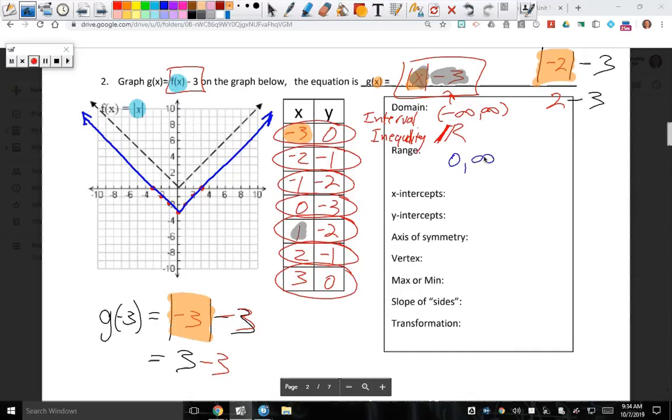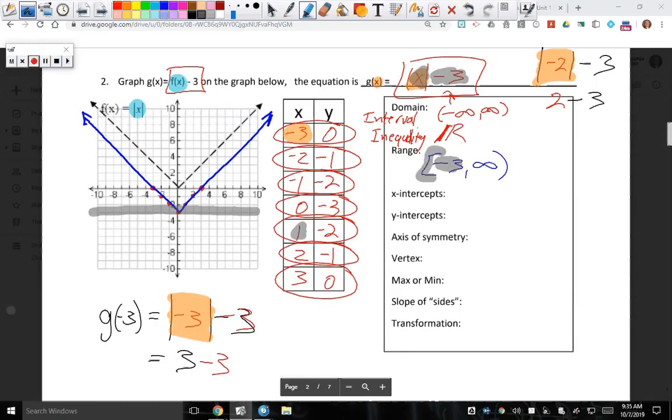What goes on 0? Parentheses or bracket? Bracket, because I'm touching 0. Oh, it's not 0 to infinity, is it? There we go. It's negative 3. Nice catch. It's negative 3 to infinity, because the lowest that it will go is y equals negative 3. That's the lowest that it went, and it touched. And because it touched, we close it up.